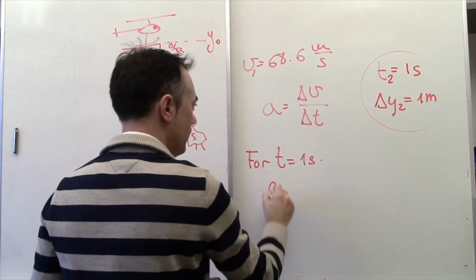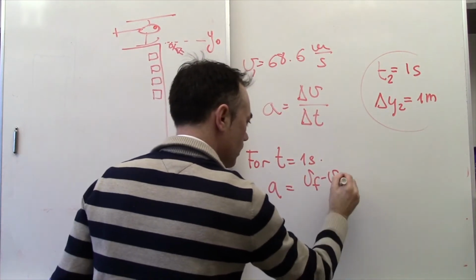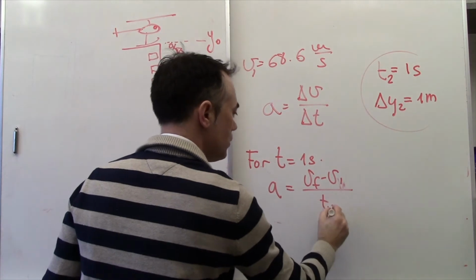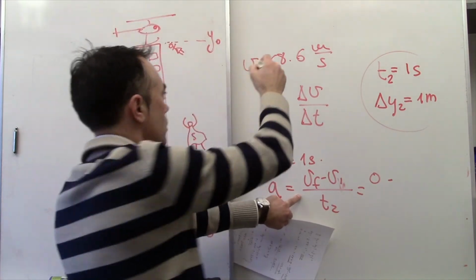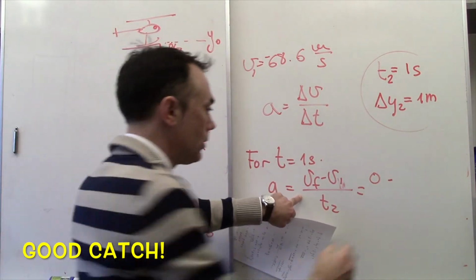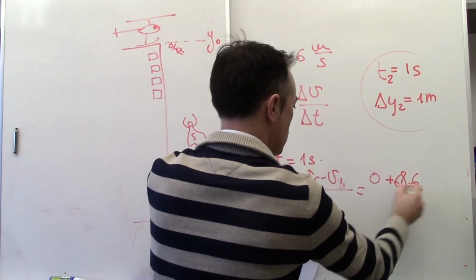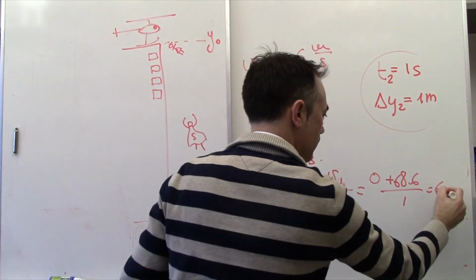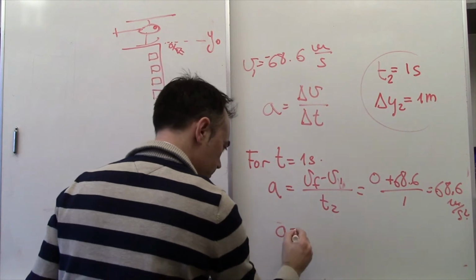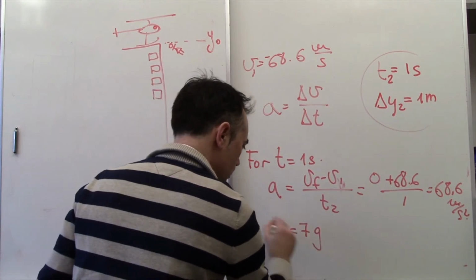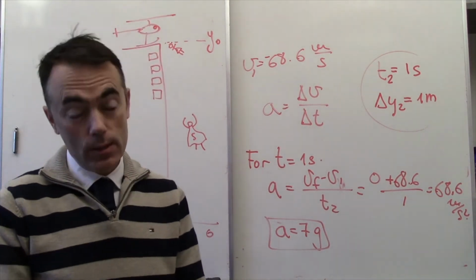I come here, a is equal to final velocity minus initial velocity v1, divided by t. Final velocity has to be 0 minus this velocity, sorry, this was negative because it was going down, so now minus and minus it's plus 68.6 divided by 1, so we know this is 68.6 meters per second squared, and that is 7g. So that's 7 times the gravitational acceleration here on Earth, which is a lot.